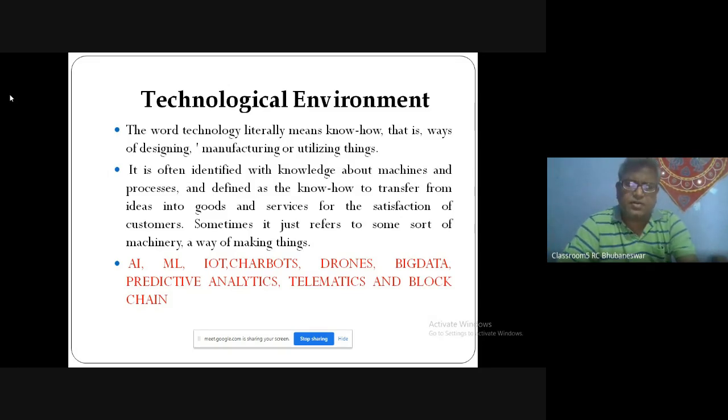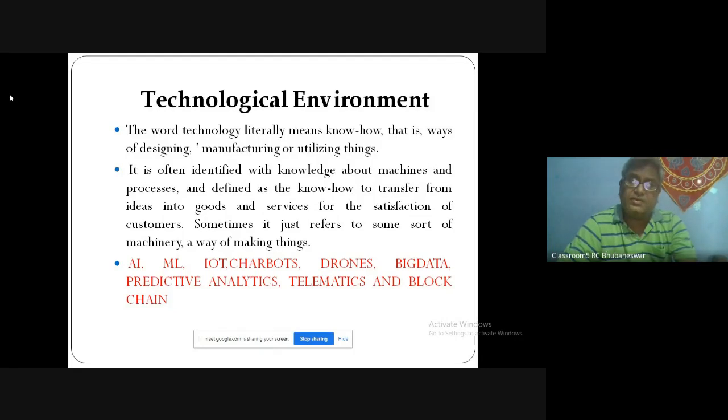If you know about technology, there are many new types of technology upcoming, such as AI, artificial intelligence, ML, machine learning, IoT, Internet of Things, chatbots, drones, big data, predictive analytics, telematics, and blockchain. You look at the banks, lots of transactions are recorded in a particular type of electronic ledger account, that is called blockchain technology. If you look at WhatsApp, lots of images you can send to your friends or for marketing of your product, how will it be recorded?